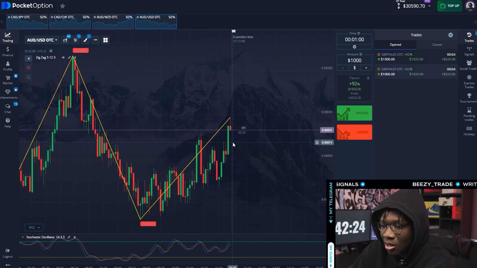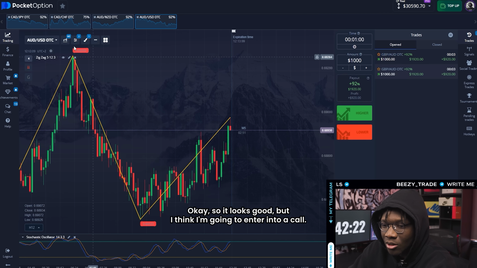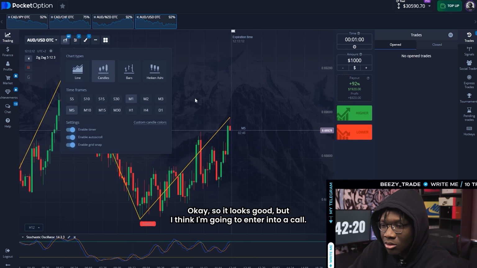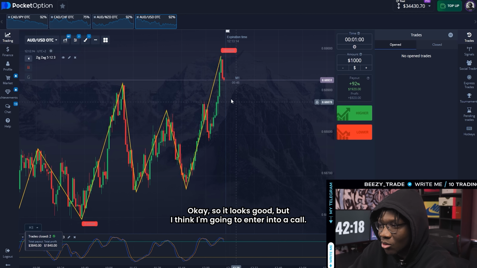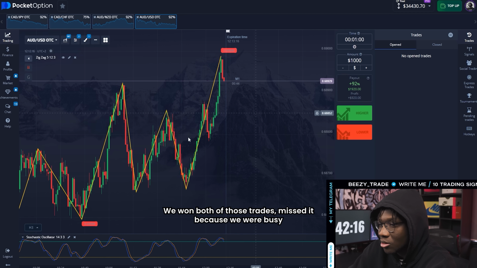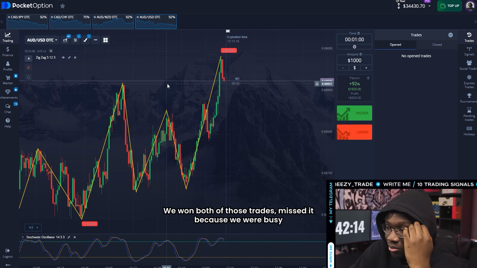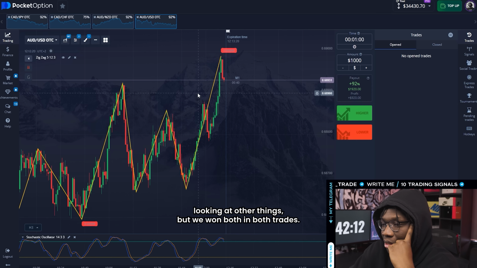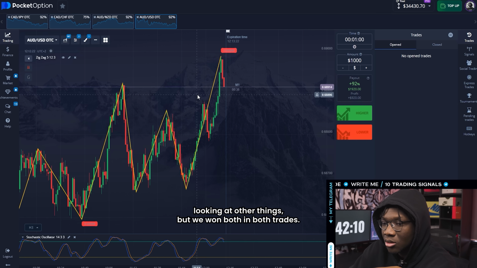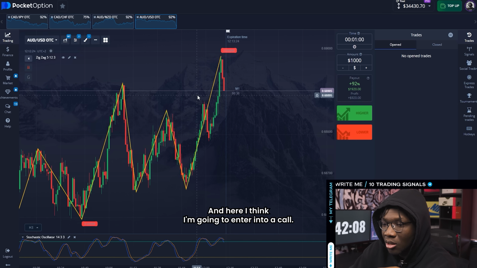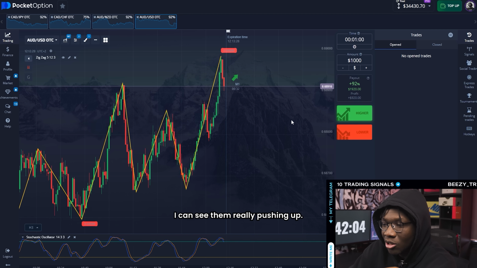M5, okay. So it looks good, but I think I'm going to enter into a call. We won both of those trades, missed it because we were busy looking at other things. But we won both of those trades. And here I think I'm going to enter into a call. I can see them really pushing up. So I'm going to enter a call.